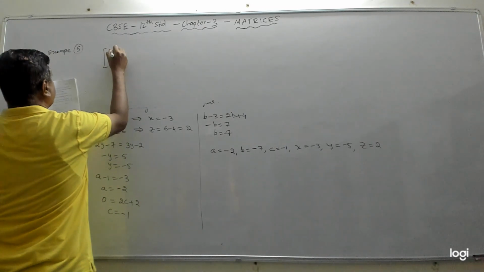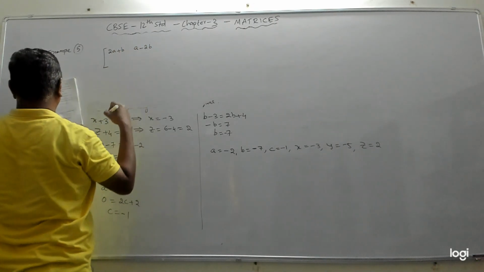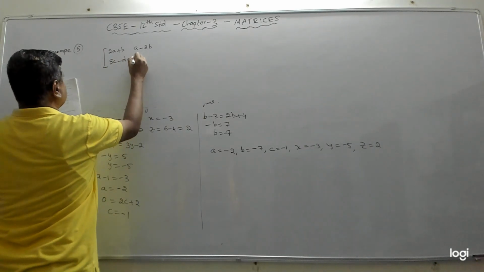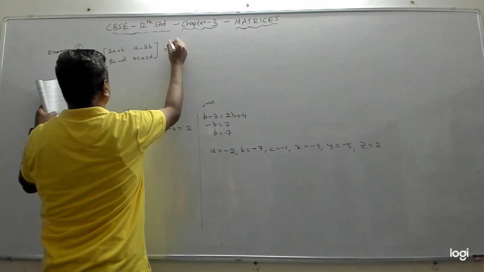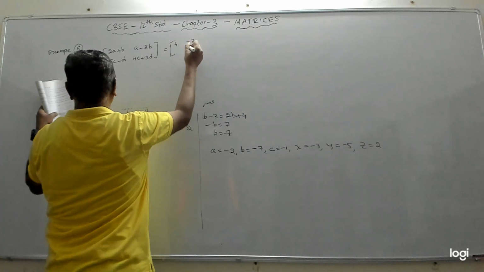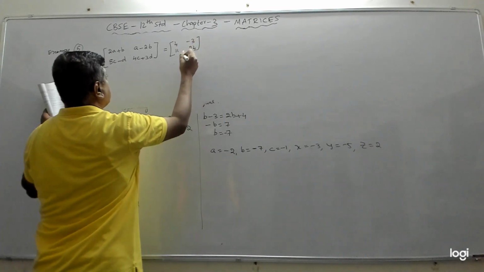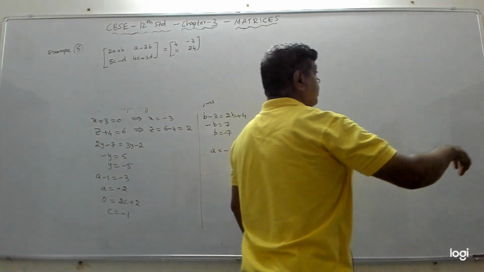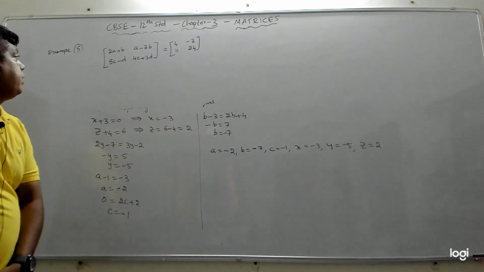What is given is the matrix with 2A plus B, A minus 2B, 5C minus D, 4C plus 3D. This matrix is equal to the matrix with 4, minus 3, 11 and 24. Now we have to find the values of A, B, C and D. So how do we find that?